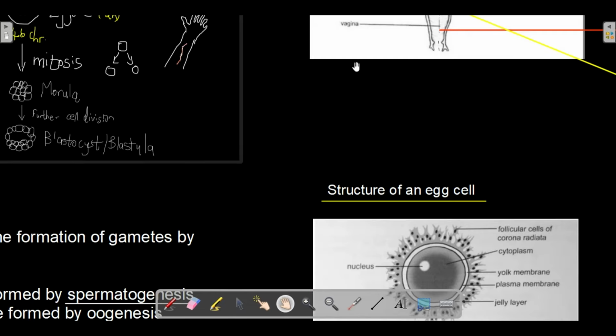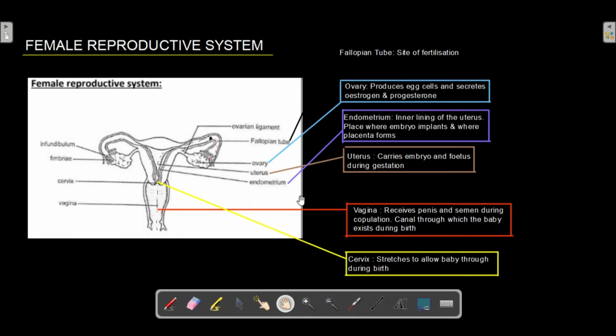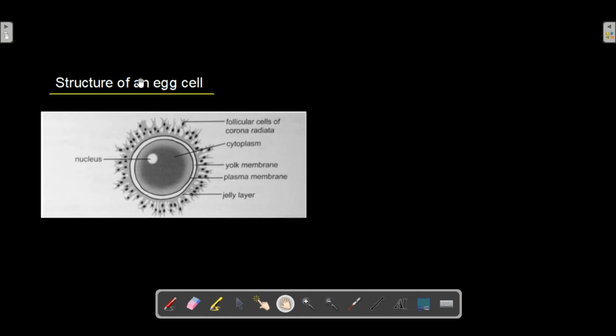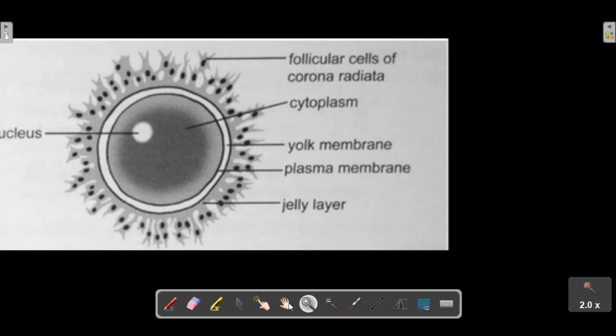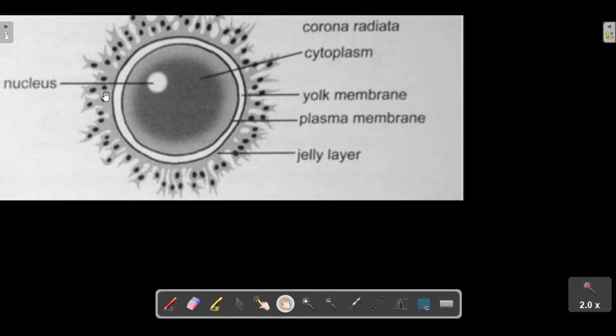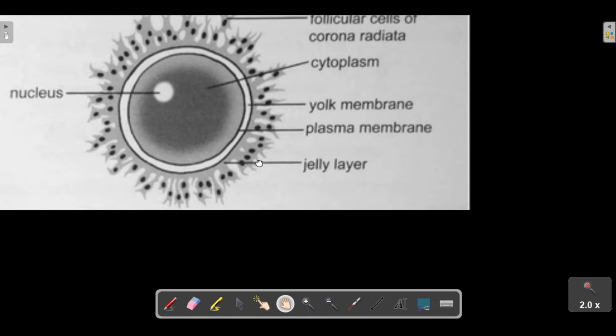Now let's take a look at the female reproductive system. Before we do that, actually, let's take a look at the structure of the egg cell. So here's that jelly layer, guys, that we talked about. This is the jelly layer right there. This is the yolk membrane. So you have this jelly layer that will be consumed by those enzymes, so that the nucleus of the sperm cell is able to get through inside.